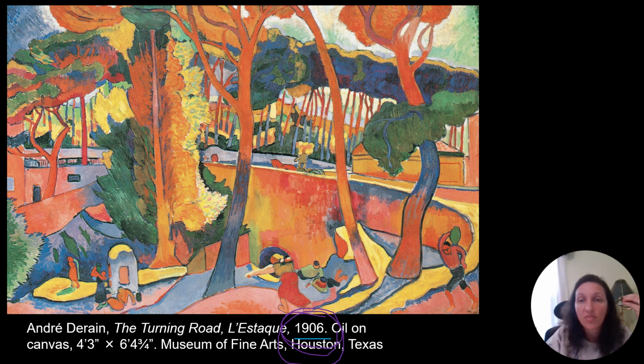So let's look at this tree right here on this side. Above this grouping of leaves, the tree is orange, right? Like the sun is hitting it, like it's getting hot. And just below that grouping of trees, the trunk is blue, right?